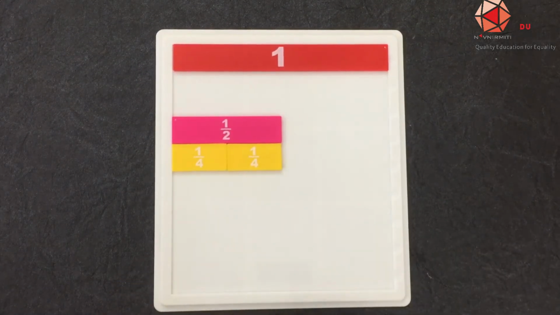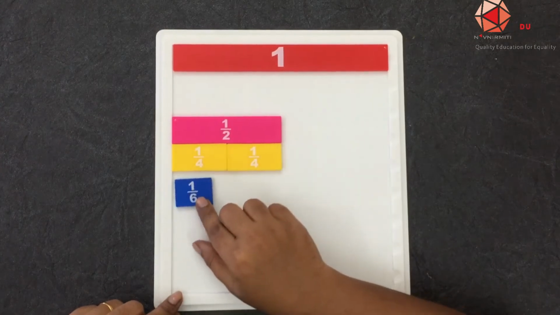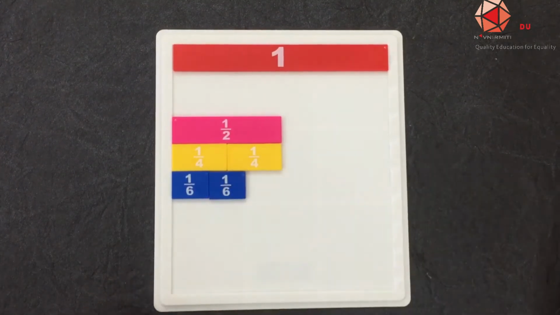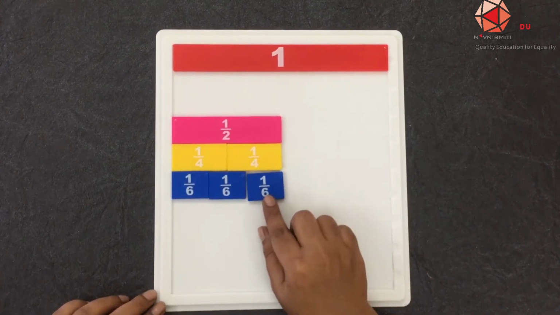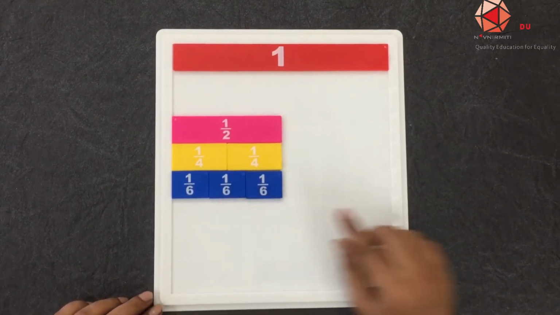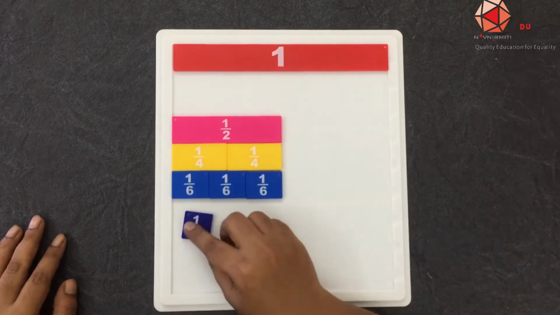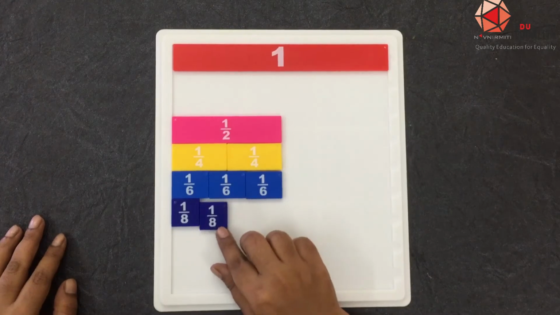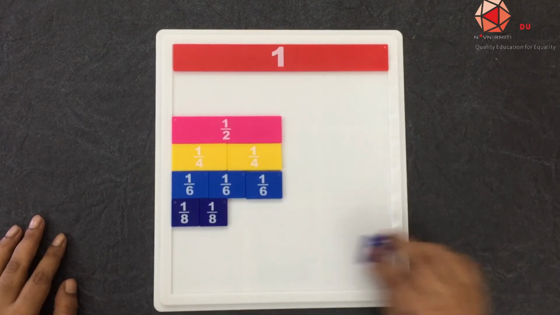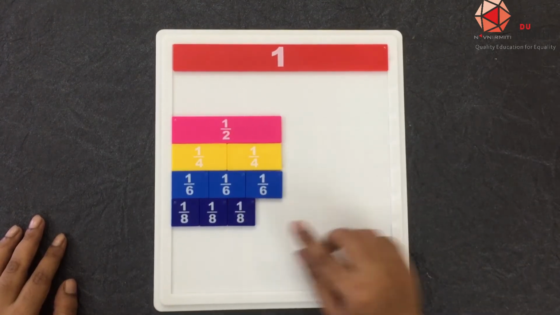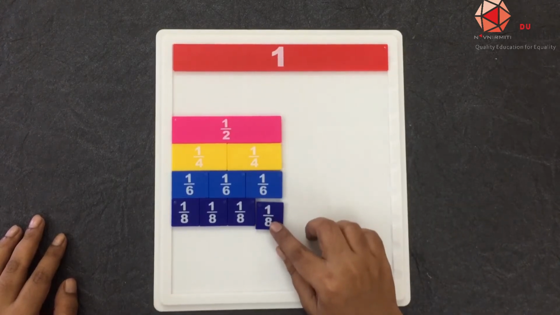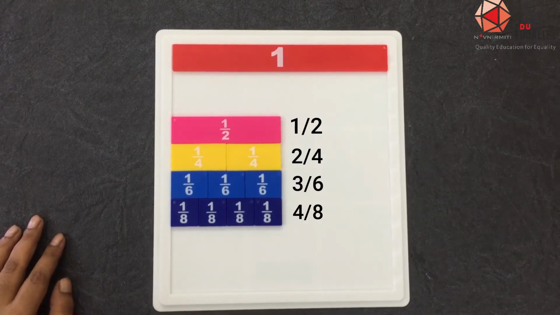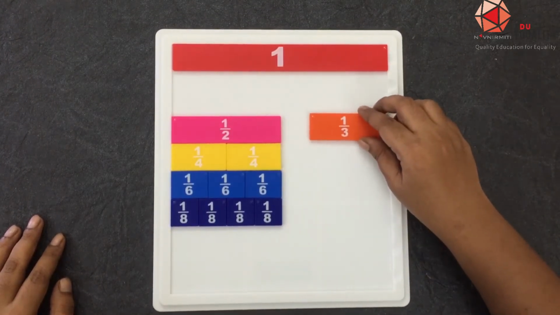What about 1/6? 1, 2 and 3. 3 pieces of 1/6. What about 1/8? 1, 2, 3 and 4. 4 pieces of 1/8. All these are equivalent fractions. Now can we find the equivalent fraction of 1/3?